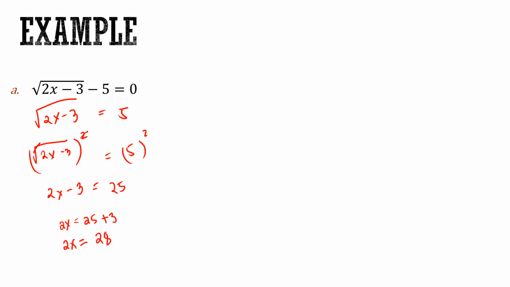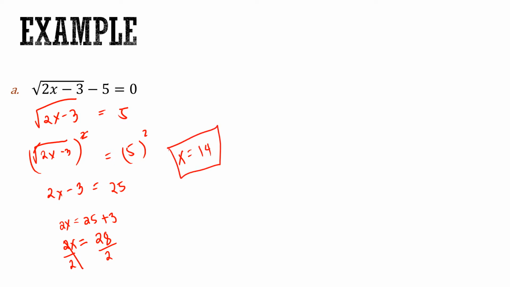Now we need to eliminate the numerical coefficient of x. The numerical coefficient of x here is 2. So we can eliminate it by dividing both sides by the numerical coefficient, which is 2. So this will be cancelled out. We divide 28 by 2, which gives us a quotient of 14. So x now is equal to 14.